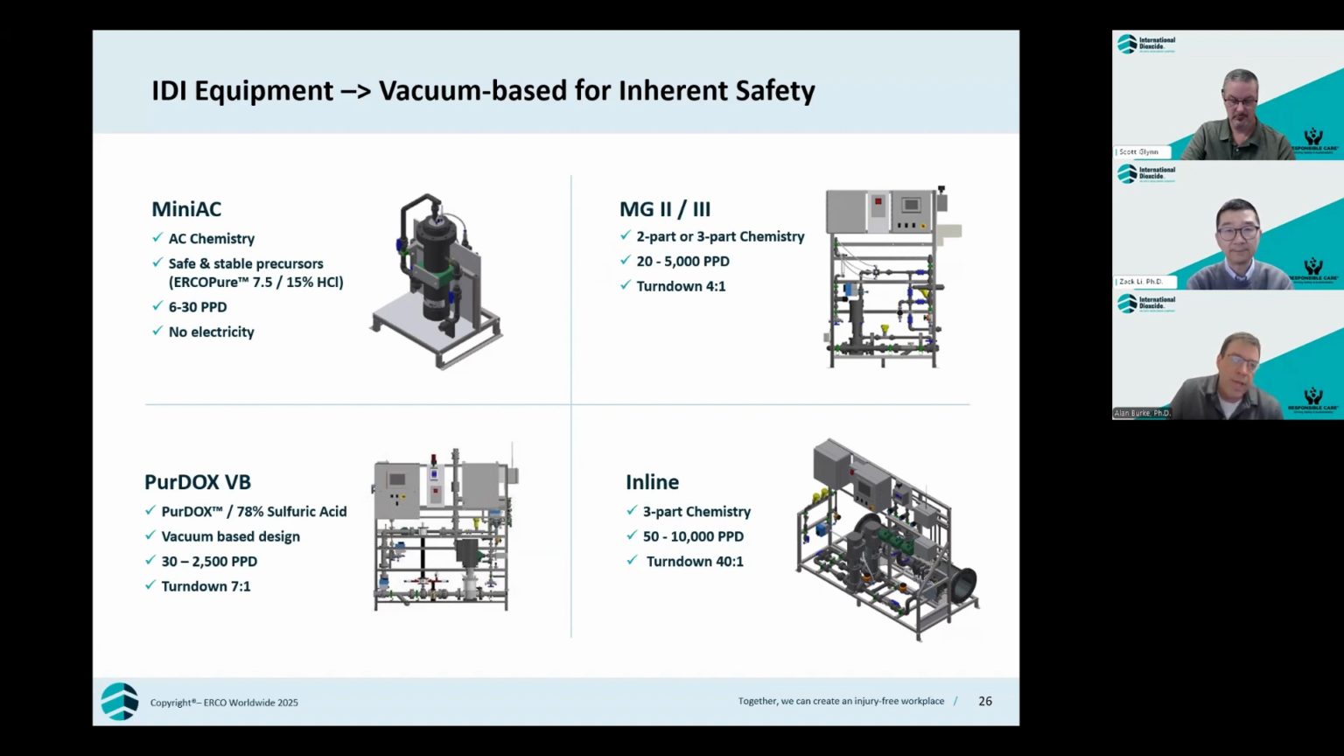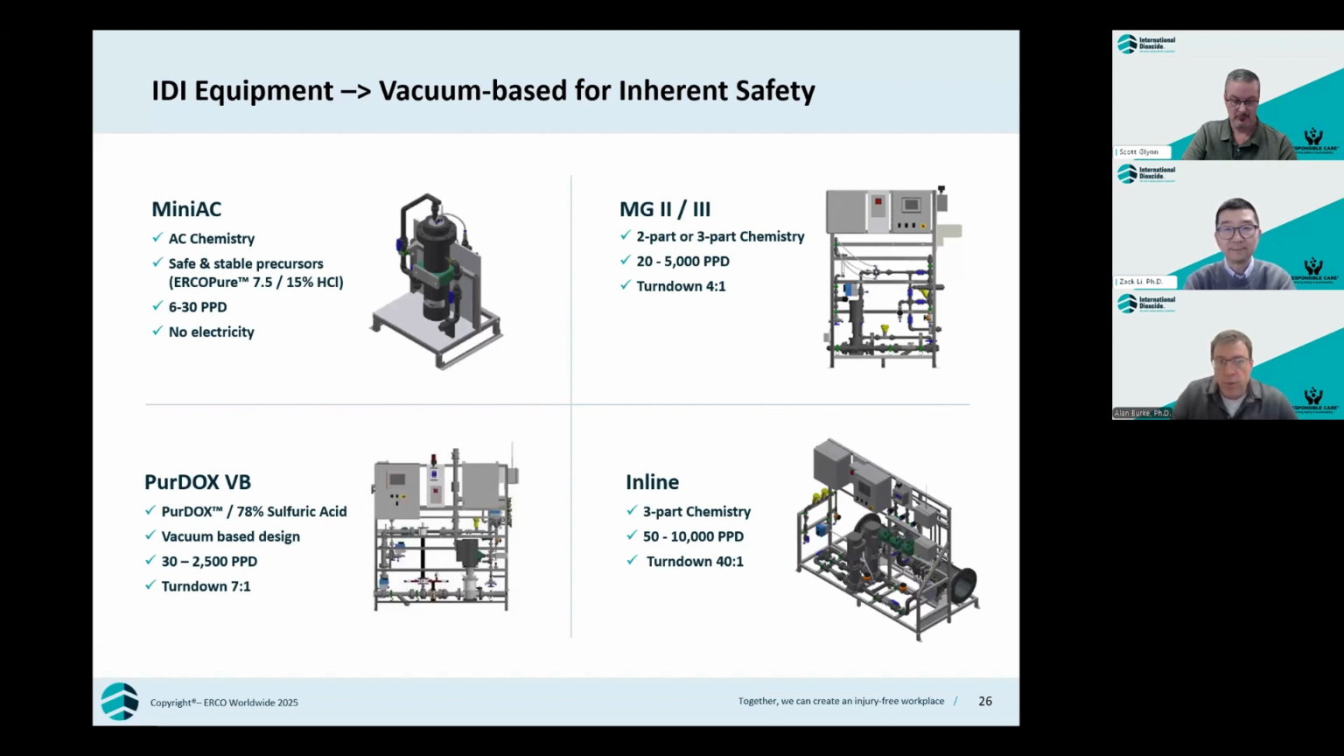Starting on the upper left, a very small system we've commercialized for the acid chlorite chemistry for smaller scale generation rates of about 6 to 30 pounds per day. These can really have no electrical inputs, be very low cost, basically an on-off situation with the water supply being turned on and off. And these are lower concentration chemicals, very stable, and a little safer to store in tighter operating environments.